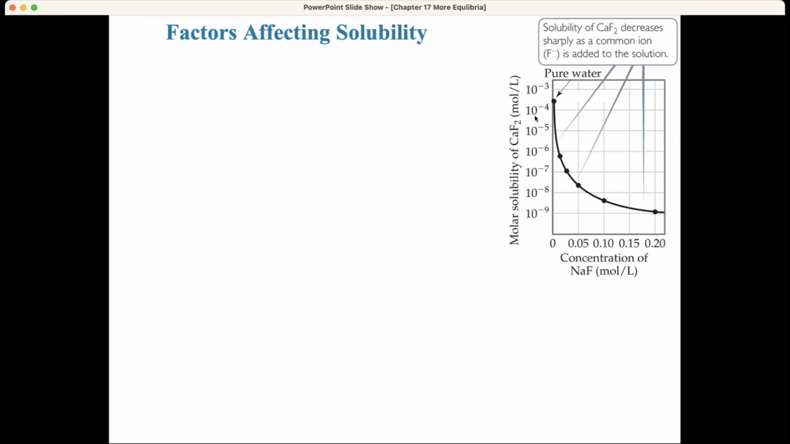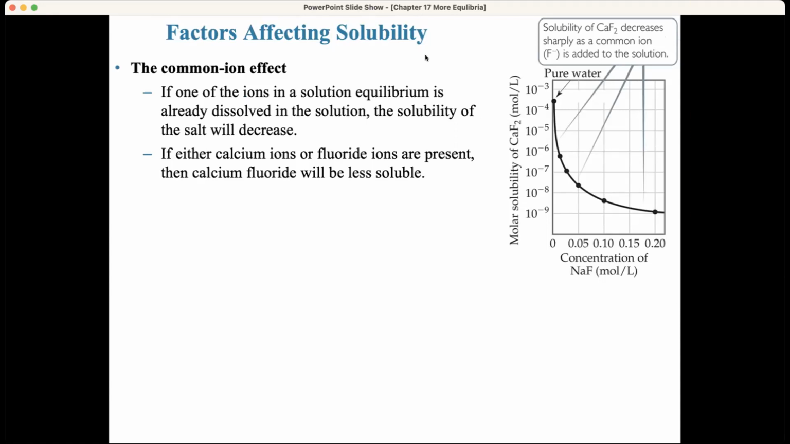Okay, so factors affecting solubility. One, common ion, just like we had with buffers last time. If I add some of the common ion, it makes the equilibrium shift away. So for example, I'll use calcium fluoride here. Calcium fluoride going to calcium and fluoride.